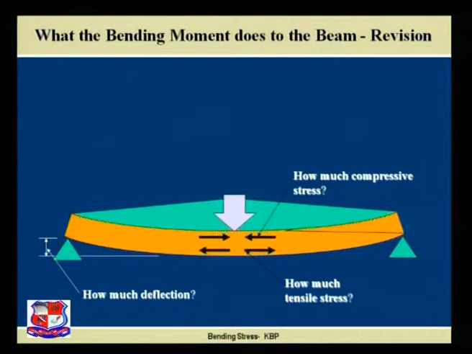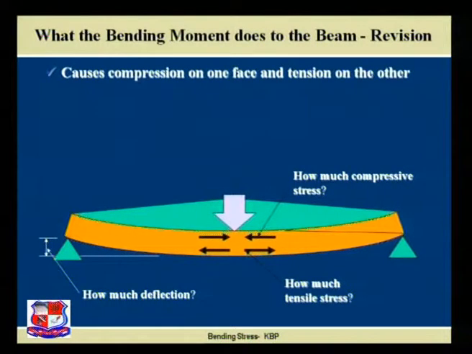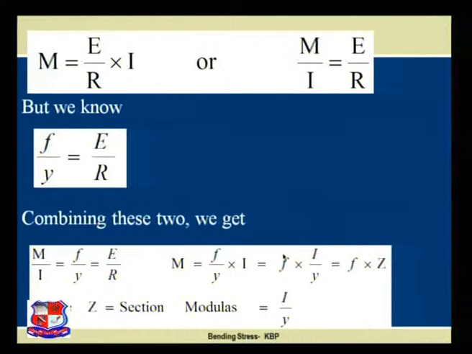Now let us understand what the bending moment does to the beam. It causes compression on one face and tension on the other face. It causes the beam to deflect. Clearly visualize that because of load it will deflect, but also the compressive forces will be developed on the top fibers while the tensile forces are developed on the bottom fibers.